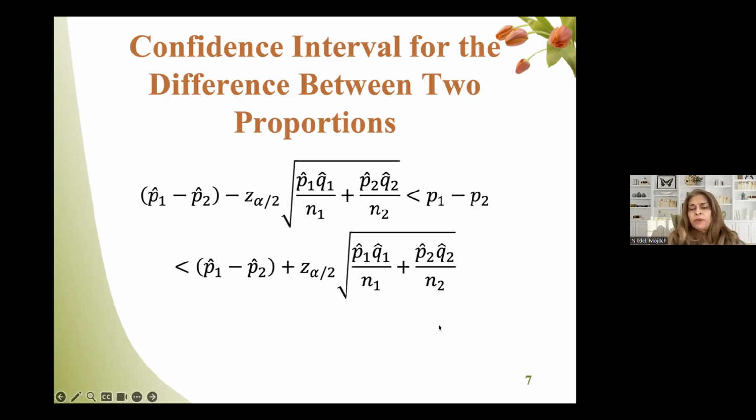So read the problem from the middle. P1 minus P2, less than P1 hat minus P2 hat plus marginal error, greater than P1 minus P2, is greater than P1 hat minus P2 hat minus marginal error.